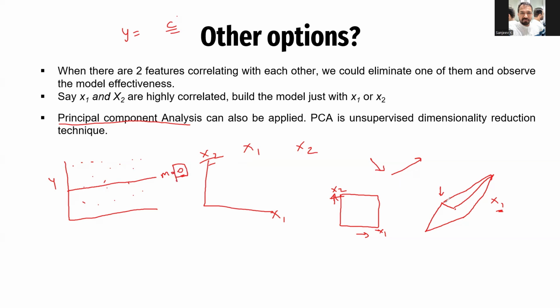Similarly, in PCA, for the x2 dimension, I'm making the slope 0. In order to make the slope of x2 as 0, I have to make some changes in x1. The beta of x1 is changing. The variance of x1 is slightly varying. So this square is now stretched in one direction and reduced in the other direction. This is what principal component analysis is doing.